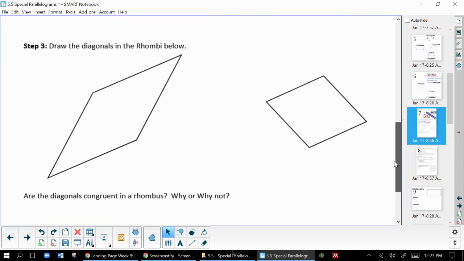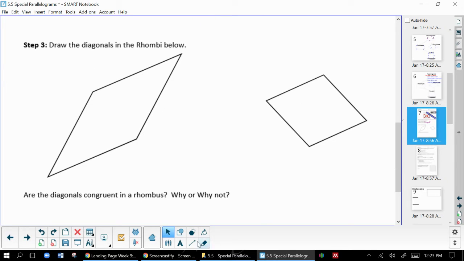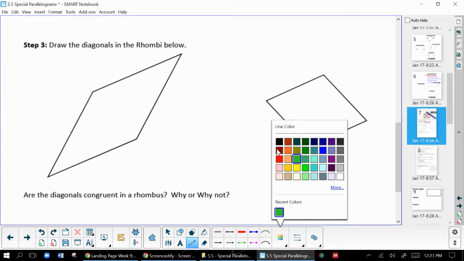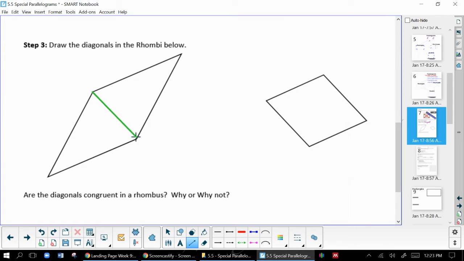Okay, then we're taking a look at rhombuses. And so rhombuses, we're going to be concerned about their diagonals as well. And so I'm going to draw these in real quick. If you were in class, you'd be doing this. So I draw those diagonals in, and the question is, what do you notice about them? And the question I have here is, are they congruent? Well, definitely not. In this case, this diagonal is way longer than this diagonal. They do bisect each other, but that's true for all parallelograms.